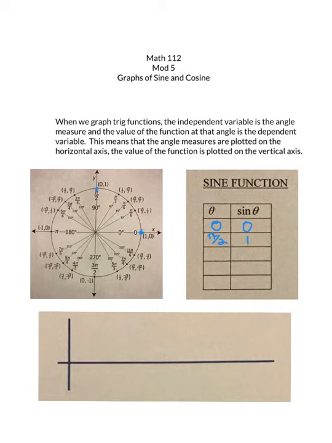Come over to pi. That's our next angle that we're going to look at. And we look for the y value at that angle measure, and it is 0. Come down to 3 pi over 2 as our angle measure. And we always graph these in radians. And our sine value, the y value, is -1. And then go back up to 2 pi now, and you are back at 0.